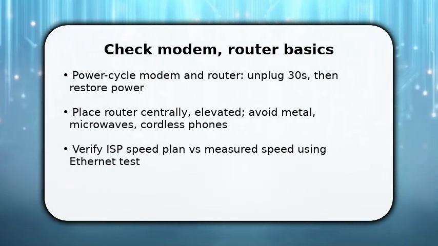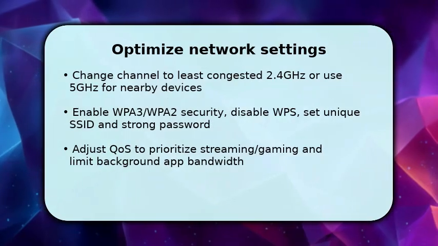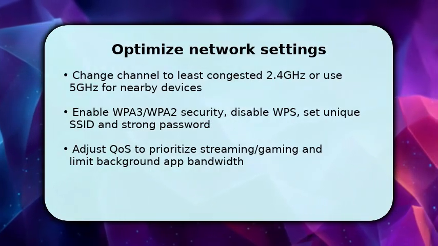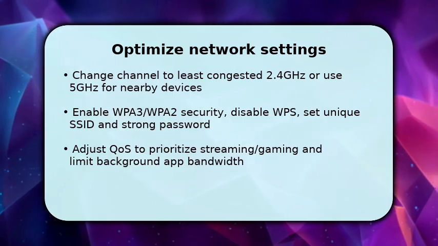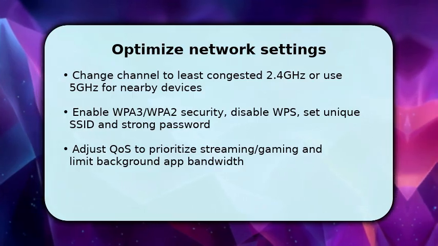Next, you tune the network. Run a Wi-Fi analyzer and switch the 2.4 GHz channel to a less crowded band, or move high-use devices to 5 GHz to reduce interference. 5 GHz offers more throughput at shorter range.